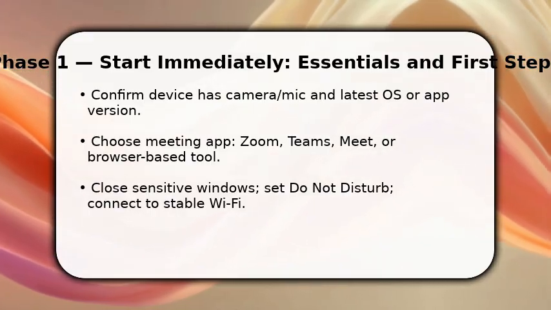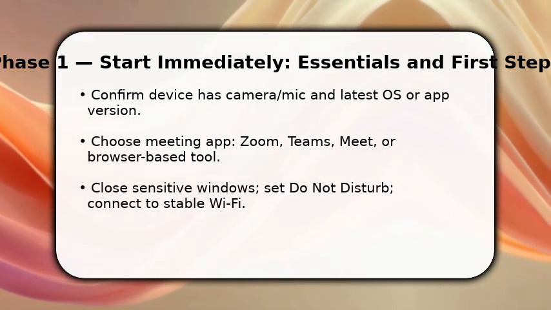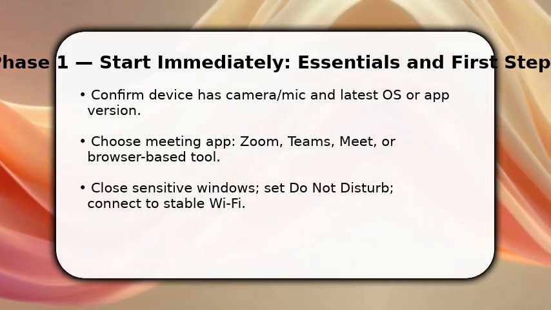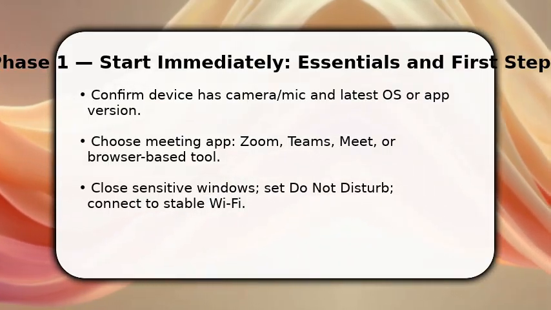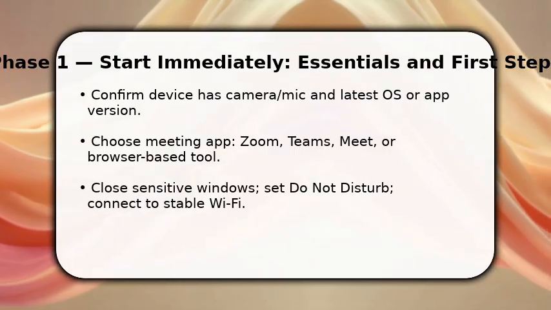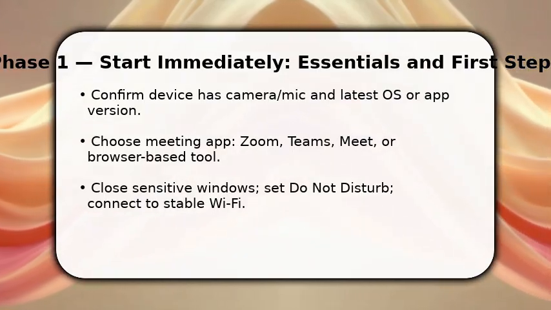Next, check network strength and close apps with private info so you share only what you intend. If you see a permissions error, quit and reopen the app. Otherwise, proceed to sharing controls in the meeting window.